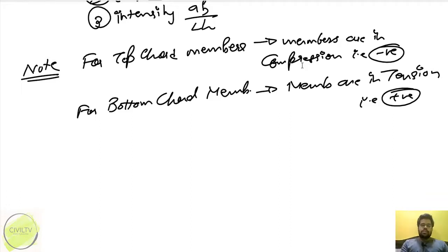In the next lecture we will learn about the influence line diagram for the inclined members and the diagonal members. Okay, thank you very much.